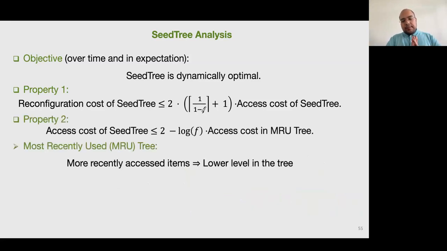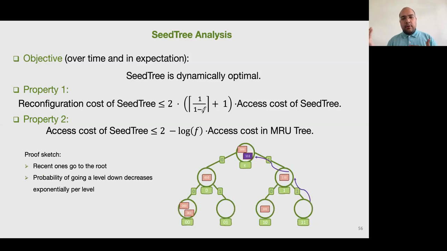The other thing is that we look at a middle step tree. So this is not a realistic tree. We just use it for the analysis. We assume that there is a most recently used tree. What we mean with most recently used tree is that the level of the item would be proportional to the time that they have been accessed. If they have been accessed more recently, they are closer to the root. So we assume that there is this hypothetical tree, and we show that the access cost of our algorithm is not much further from this MRU tree.